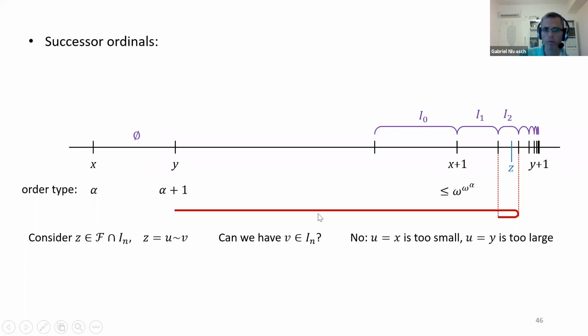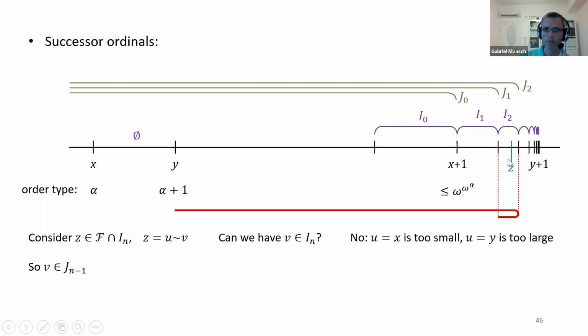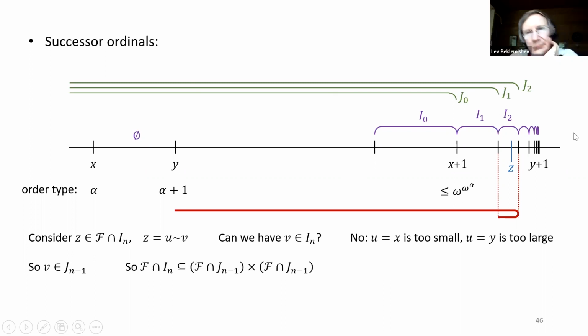So it's impossible for v to belong to the same interval as z. Okay, so that means that v has to belong to this J1, from the beginning up to here. And therefore, the fusible numbers in the nth interval are a subset of fusing all the guys in Jn-1 with themselves. This is some kind of an upper bound for them.